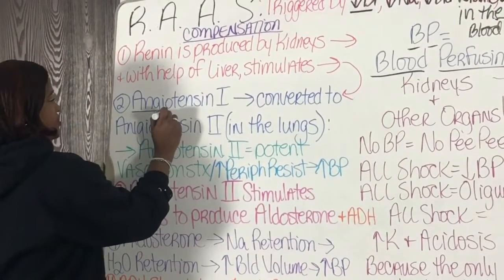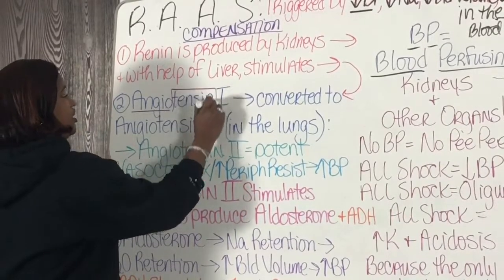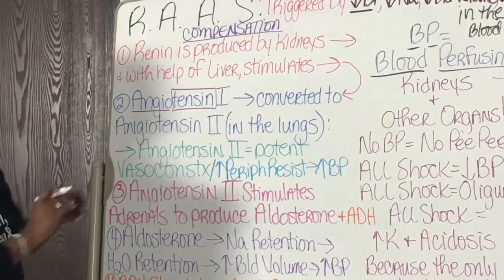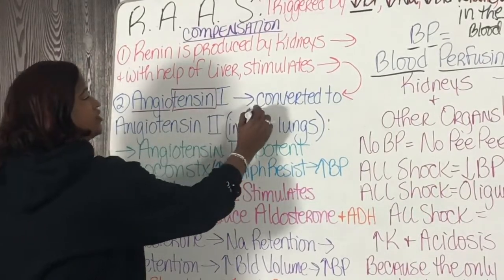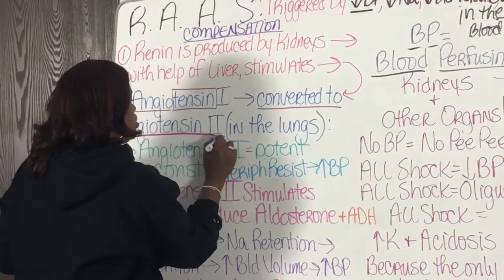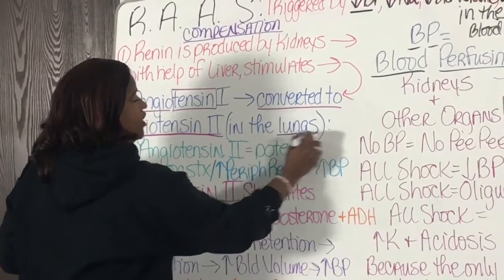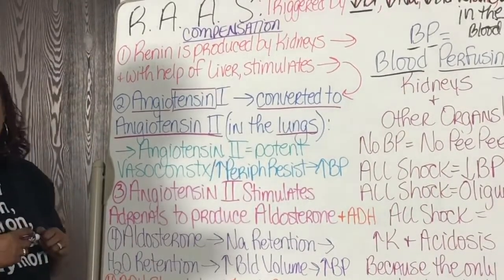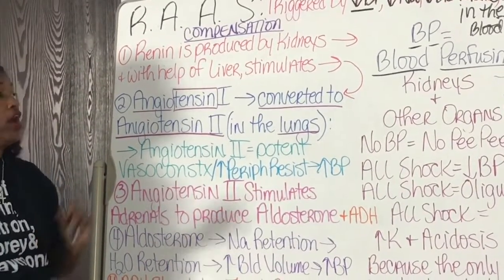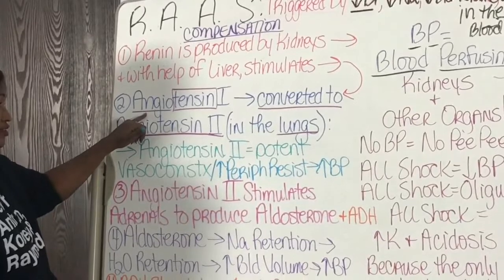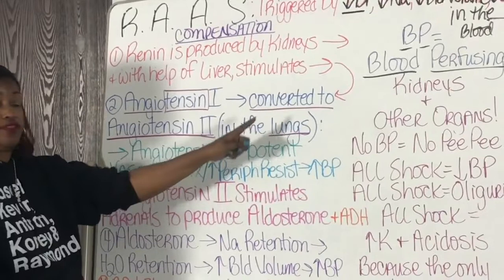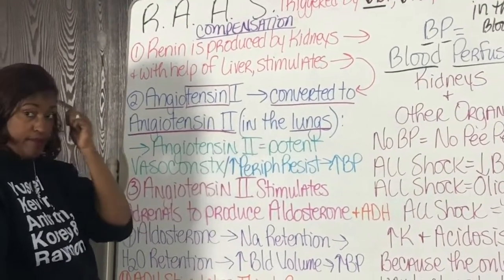Angio means blood vessel. Tensin means putting tension on it. This is vasoconstricting. So angiotensin 1 is converted to angiotensin 2, where? In the lungs. That's going to be a big deal in a few minutes. Again, angiotensin 1 is converted to angiotensin 2 in the lungs. Okay, remember I said that.